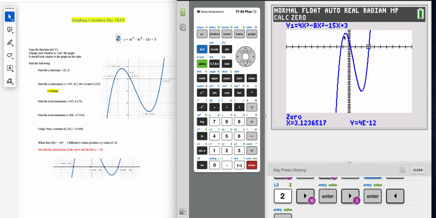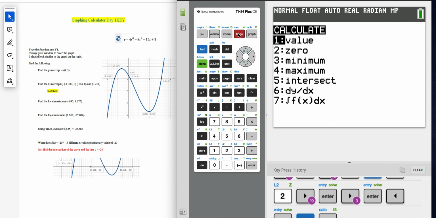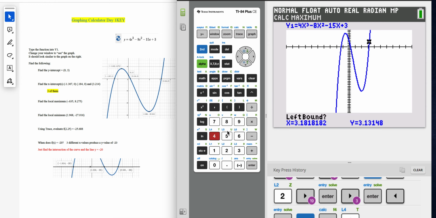So I'm gonna find this value. Second calc, and I wanna find a maximum. So I wanna do number four. So you can scroll down to number four and hit enter, or you can just hit four. Okay, and it's gonna ask you the same questions. Left bound, okay, I'm trying to find the maximum. So I need to be to the left of the maximum. So I'm gonna scroll over, and I'm to the left of the maximum. I hit enter.